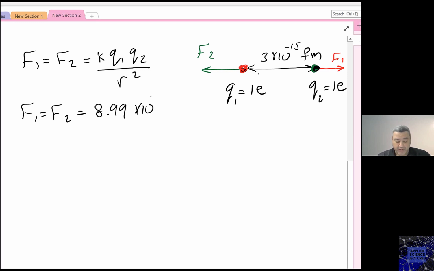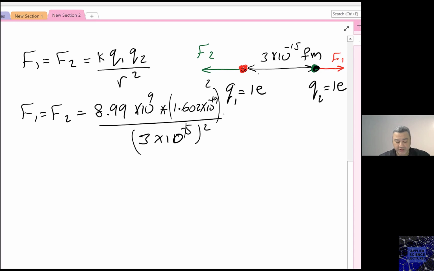8.99 × 10^9 times 1.602 × 10^-19 squared, divided by 3 × 10^-15, also squared. And in this case, I have F1 equals F2 equals 25.7 Newton.